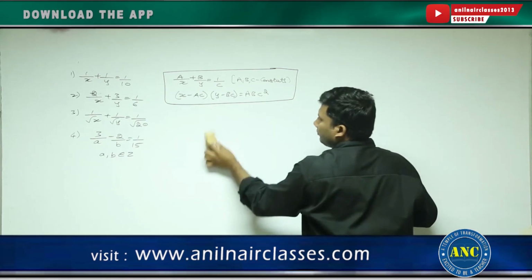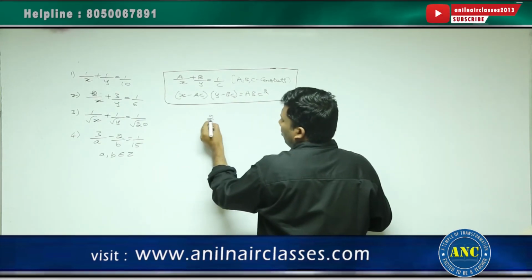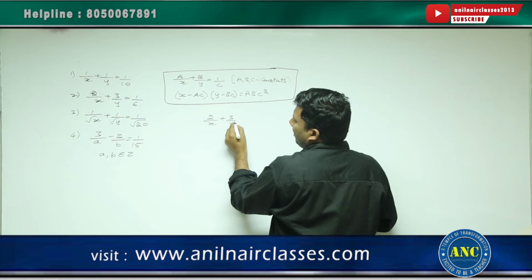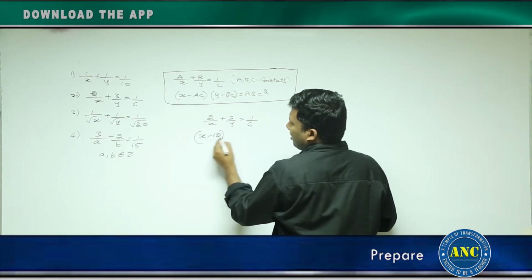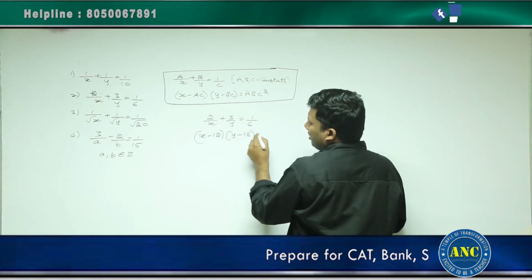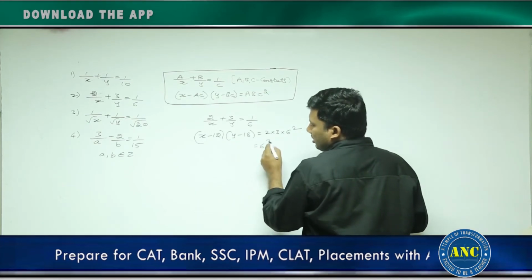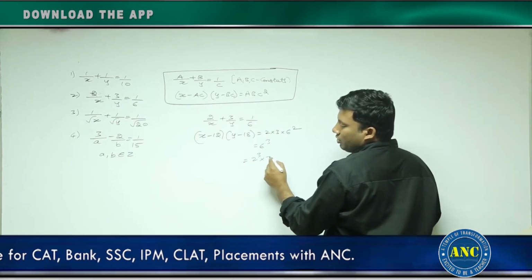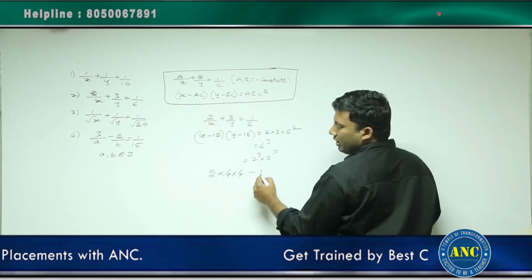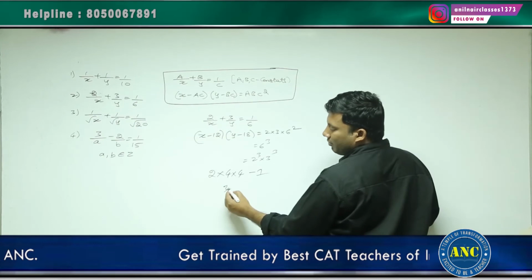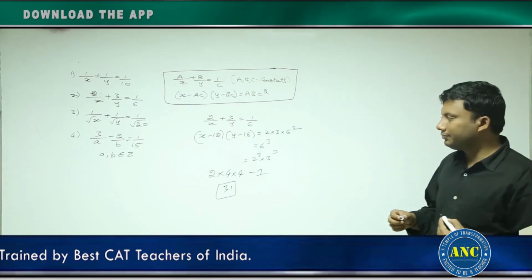Second one. 2 by x plus 3 by y equivalent to 1 by 6. (x minus AC)(y minus BC) equivalent to a into b into c square. This is 6 cube, 2 cube into 3 cube. 4 into 4, negative into negative. A case where x and y... What will be the answer? 31. Directly you will get the answer.